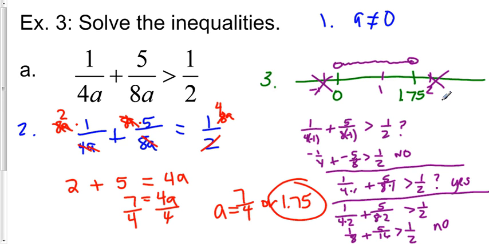So now you've got your solution, and we can write it using either interval notation, or we could write it using an inequality. Here's 2 ways to write your answer. You could say that a is in between 0 and 1.75, or you could write it in interval notation by saying that we've got the interval of solutions from 0 to 1.75 with parentheses to show that they're open dots on those numbers.